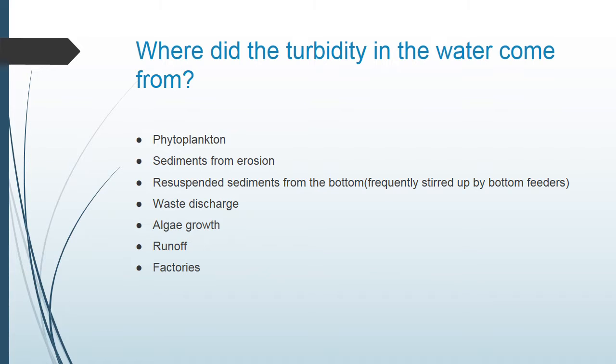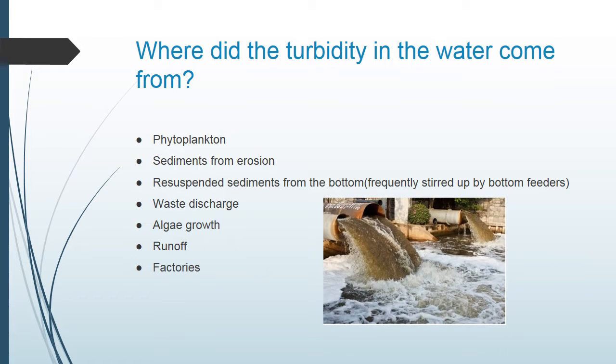It can come from phytoplankton, sediments from erosion, resuspended sediments from the bottom, and waste discharge. Algae growth, runoff, and waste from factories. As you can see in this picture, this is a factory disposing the waste, and as you can see, the water is brown.